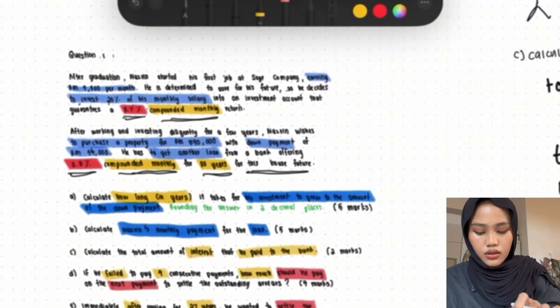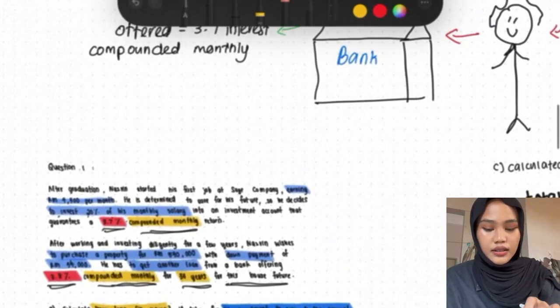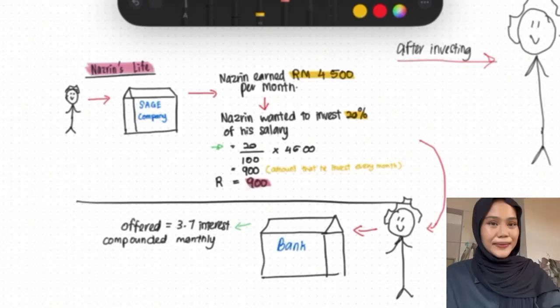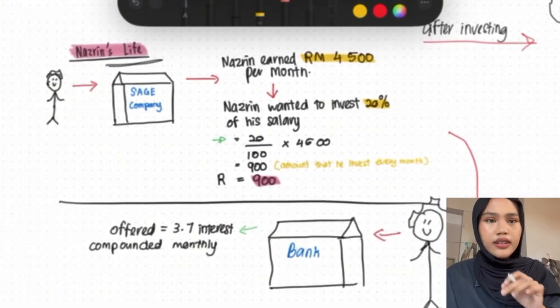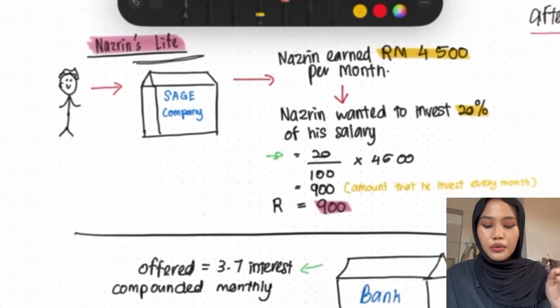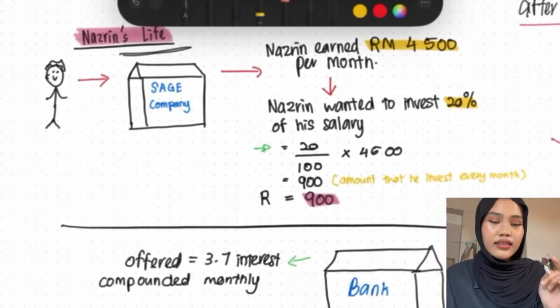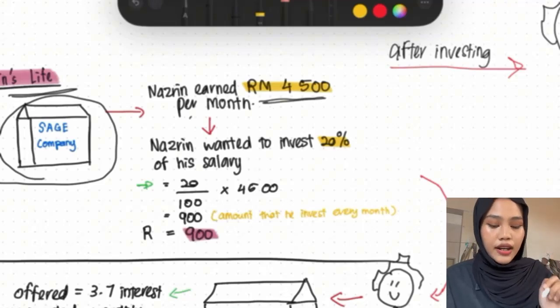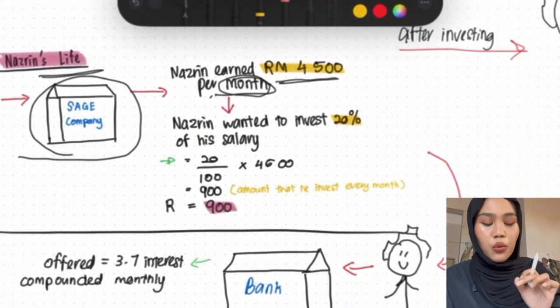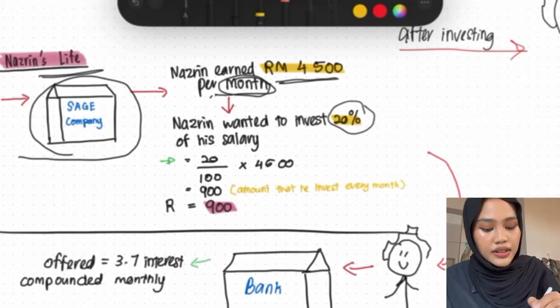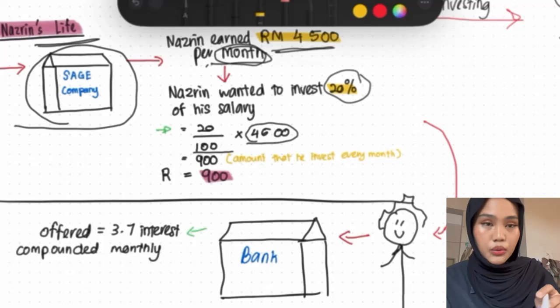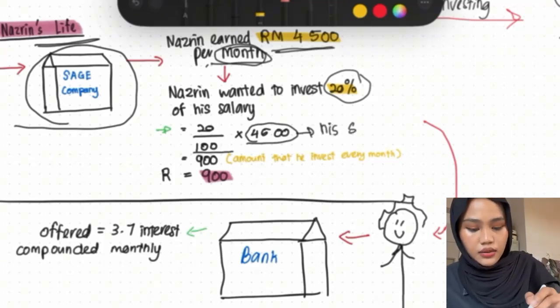So I'm going to explain to you guys in the form of a story. We are going to look at Nazreen's life. Nazreen, a very daring and handsome man, works at the Sage Company. He earns about 4,500 per month, and Nazreen wanted to invest 20% of his salary. So here we calculate how much he wanted to invest: 20% from his salary. This is his salary.